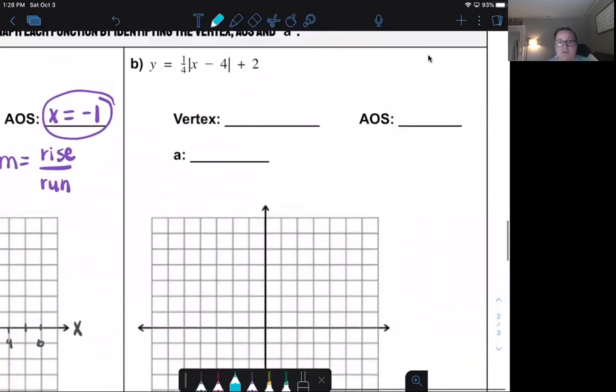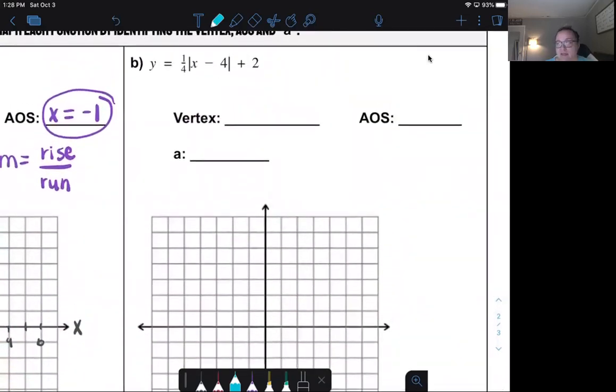So you're going to use the similar concept. You're going to identify your vertex, your axis of symmetry, and your A, your slope. So the first thing you do, plot your vertex. Then use your slope to find more points on the right side of your graph. The second thing you do is draw your axis of symmetry. And then the third thing, reflect your points over your axis of symmetry.